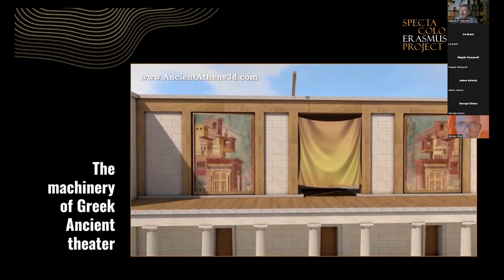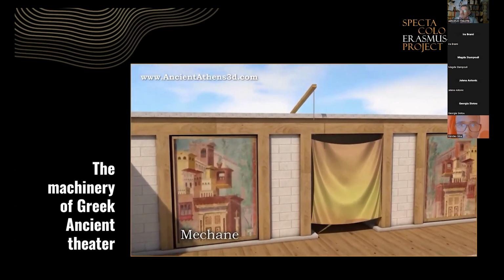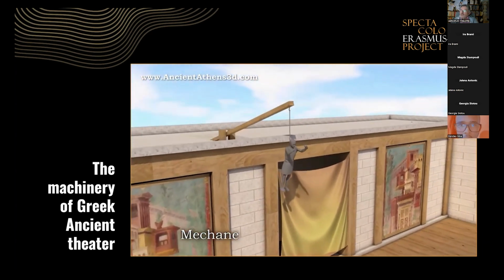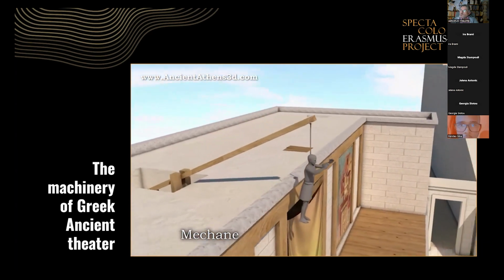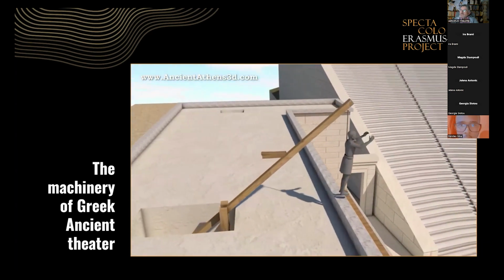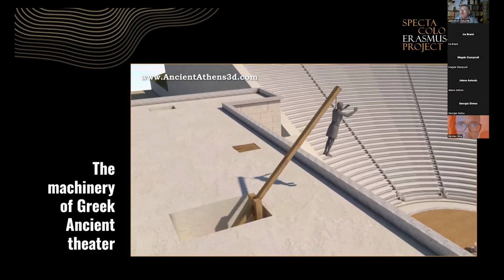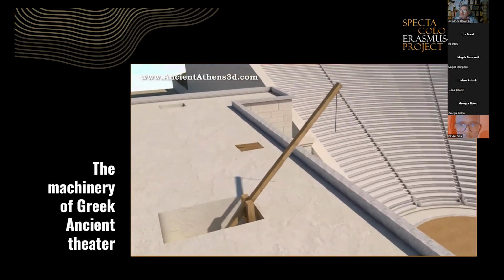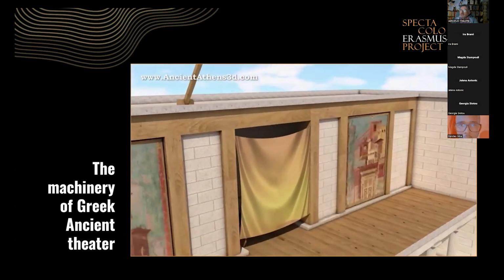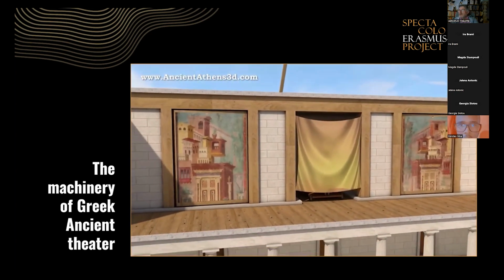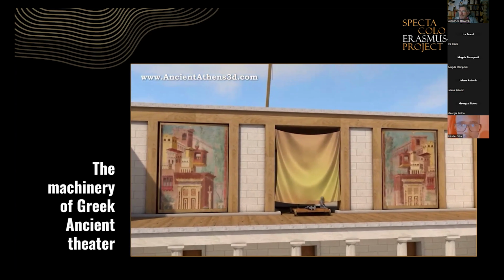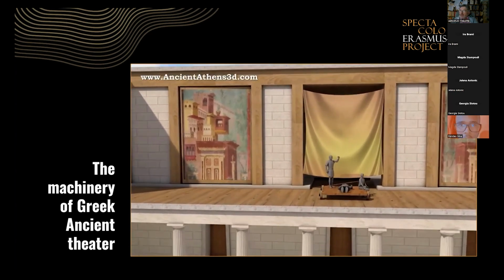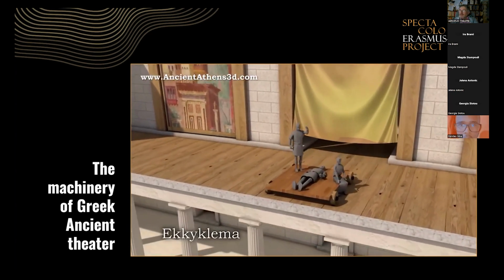Another machine was the mikani. It was a small crane lifting the actor who played a god to create the illusion of flight. From this came the expression, Deus ex machina. Deus ex machina. The god from the machine. In the tragedies, they never showed violent scenes to the crowd. The effects of violent events, such as murder, were shown on stage with a moving platform, the ekkyklema.